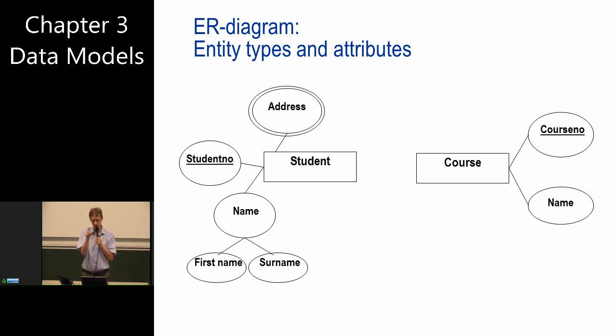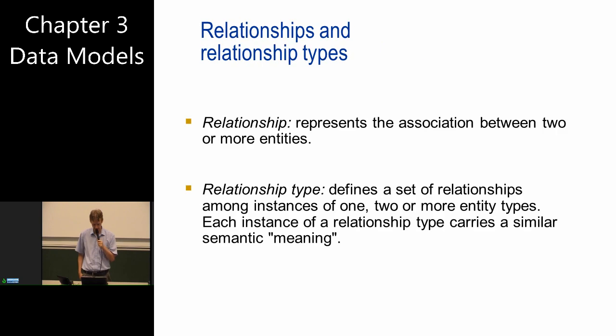Address, and you see that it has two circles. Address, that means it's multi-valued. So address is a multi-valued attribute type in this particular case. And then we have name, which can be decomposed into first name and surname. So name is a composite attribute type because it can be further meaningfully decomposed into first name and surname.